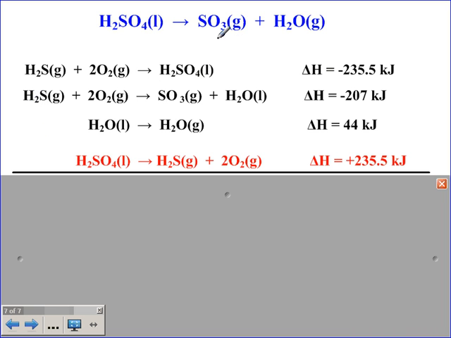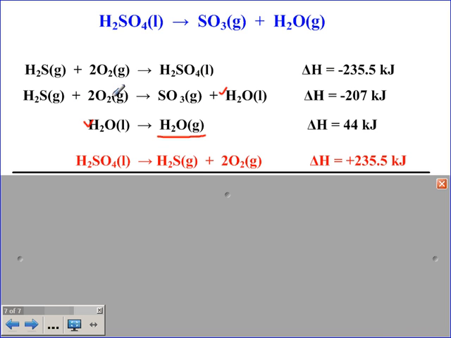Our second one, we see that we need sulfur trioxide gas, and it is on the proper side of the arrow, so that one's fine. And we need water in the gas phase on the right side of the arrow, so our last equation has water in the gas phase. This is one of those things where don't be fooled, because this one has water, it's liquid. This one has to disappear, and that water is going to make it disappear.